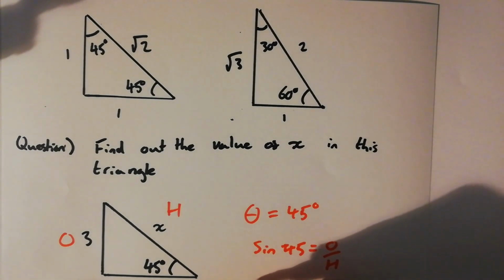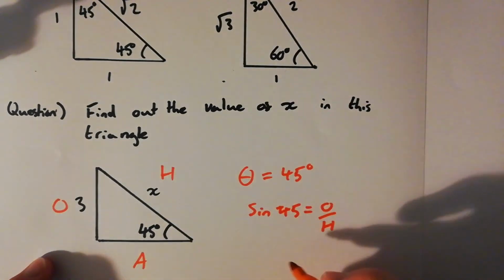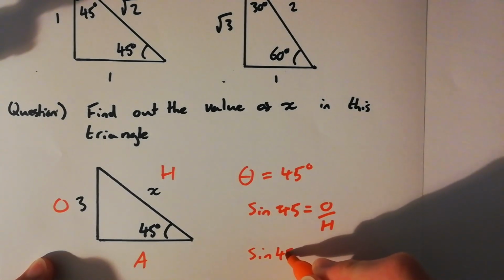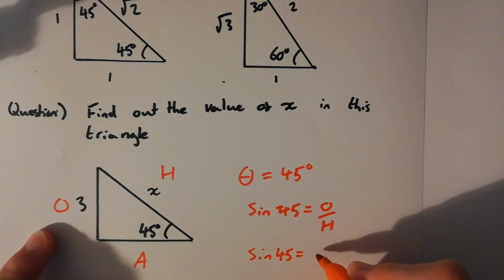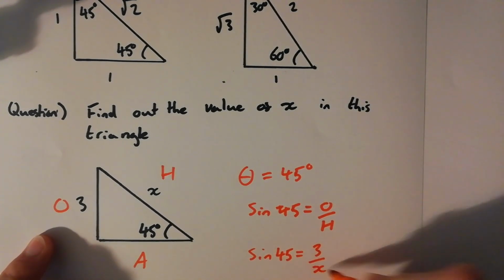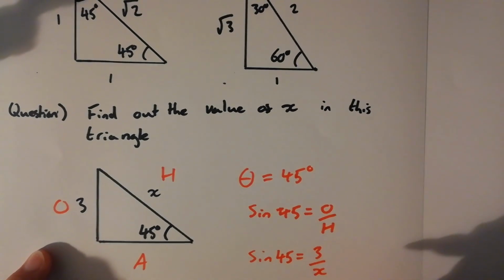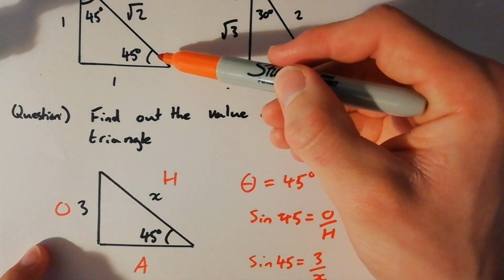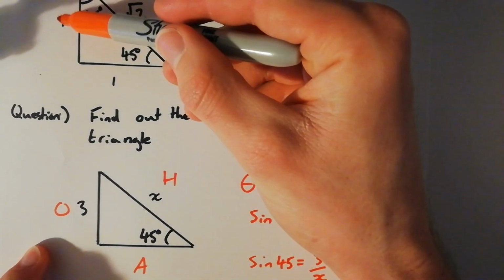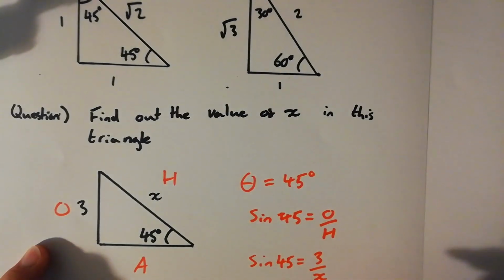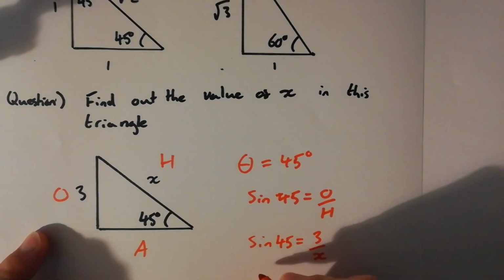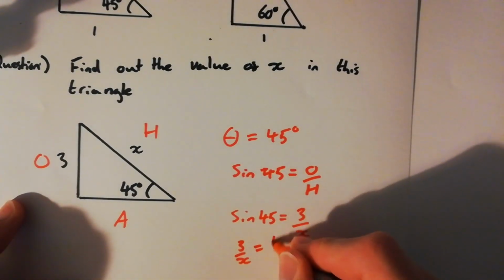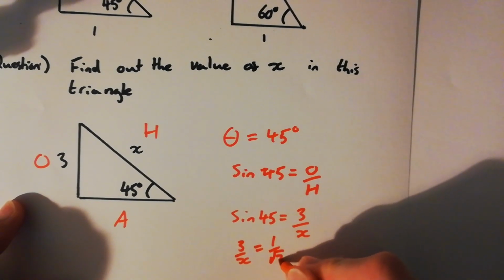So therefore we can put in the numbers we have. We say sine 45 equals the opposite 3 over x. And if we look at the triangles above, we can work out our value of sine 45. So sine 45 here is the opposite 1 over root 2. So we know 3 over x equals 1 over root 2.